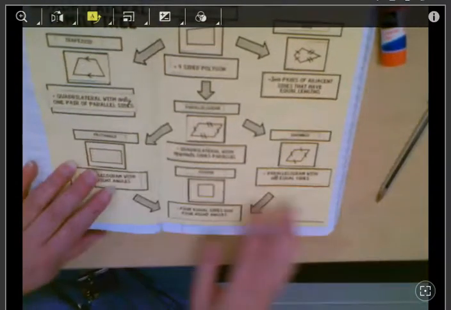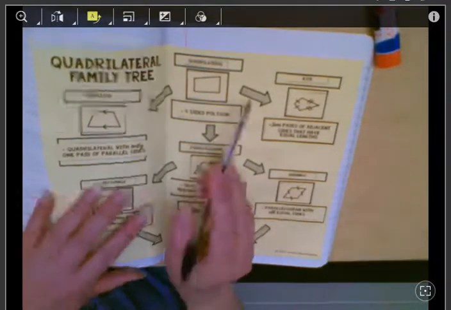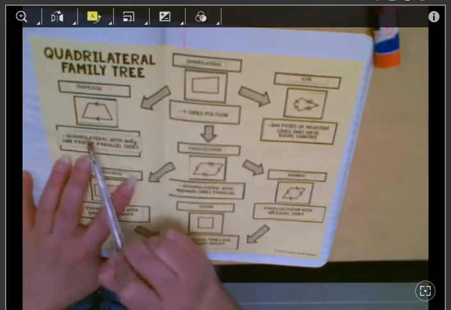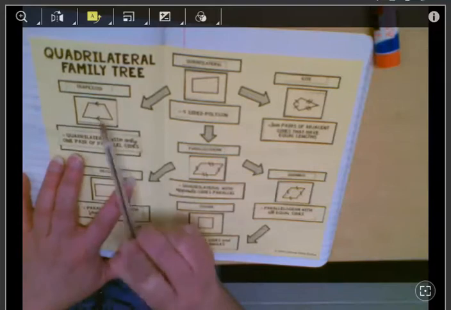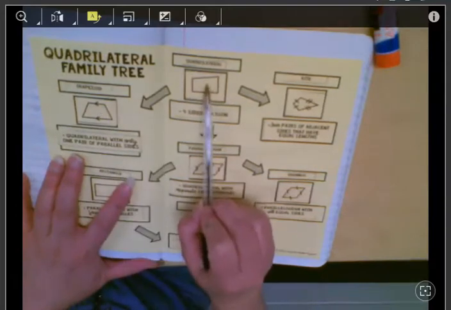If you have a regular size notebook, obviously you'll be able to take your regular size notebook and just turn it sideways. So our first one in the family tree, we have a trapezoid because these two side lengths are not the same. It's a quadrilateral with only one pair of parallel sides. So you really want this to be the trapezoid. A quadrilateral is just the plain old generic one.